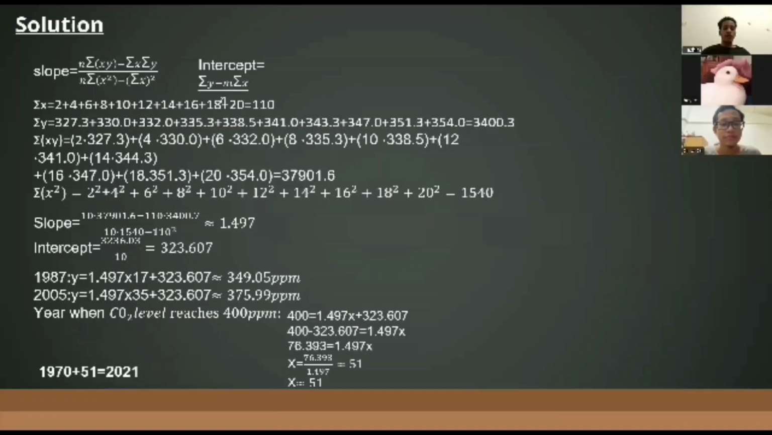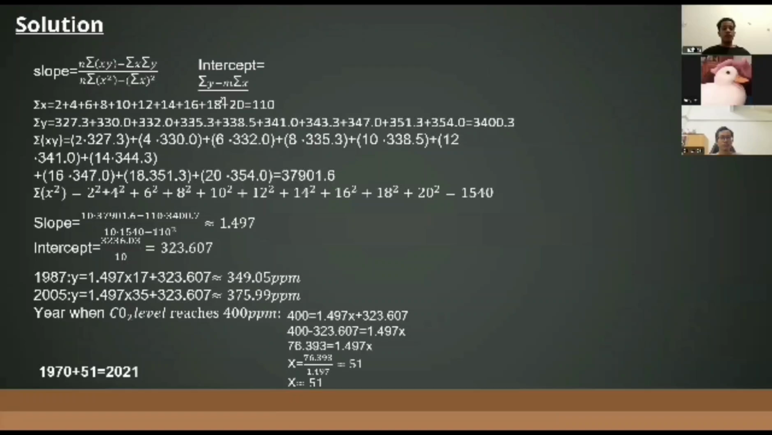We are solving the questions asked earlier, which are to find the CO2 level for 1987 and 2005, and the year when CO2 levels reach 400 parts per million. So in 1987, y is equal to the slope, 1.497, multiplied by 17. The reason I'm choosing the number 17 is because it is 17 years past 1970, and we start from 1970 because it is the baseline year. Plus the intercept, which is 323.607, which is more or less 349.05 parts per million.